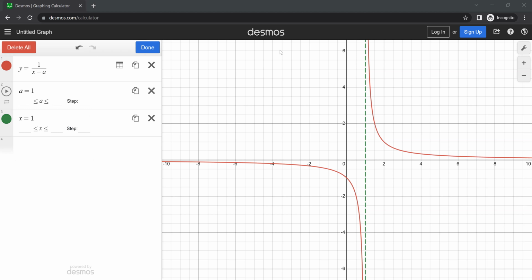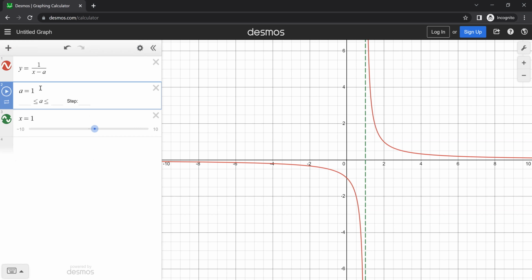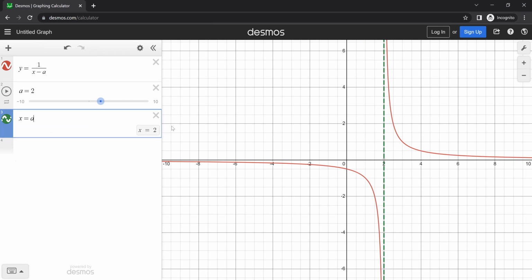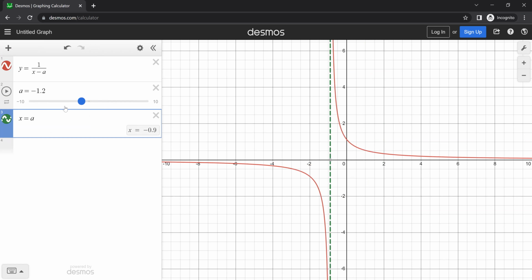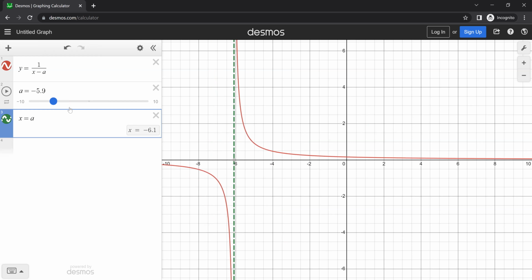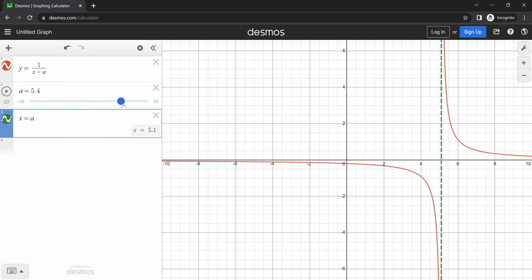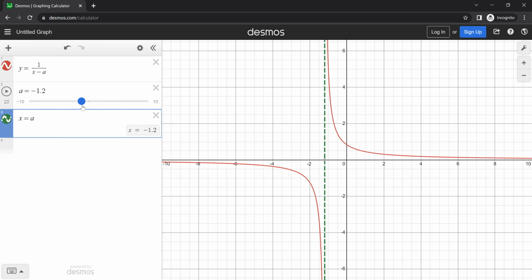We're looking at a rational function here. Notice that from the right, it goes up forever. From the left, it goes down forever. This green is kind of a separating line. Notice if I change this value of a, like let's say I make a 2. Sorry, that was wrong there. Do you see how this green thing moved? And if I start moving it around, see how that green line moves with it? Okay. So what does that all mean?